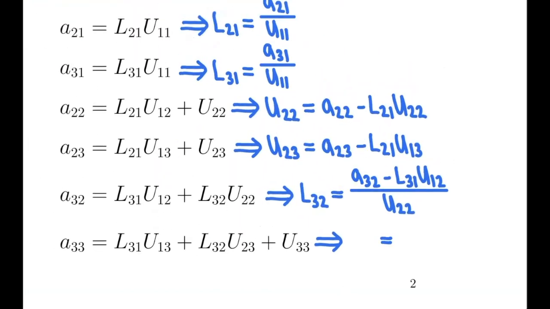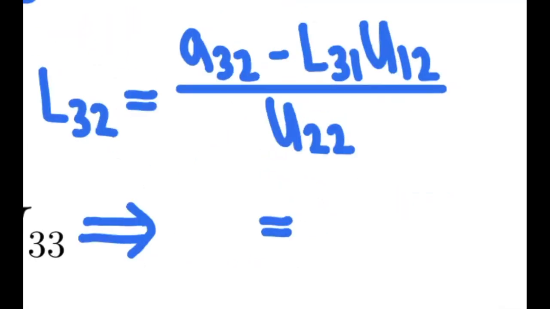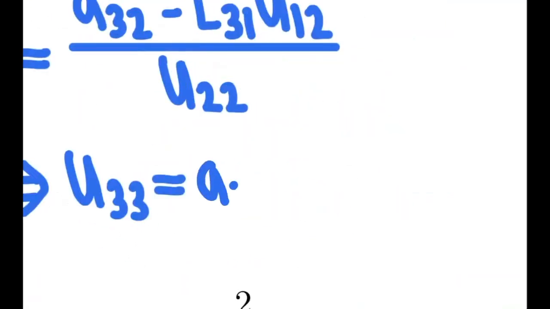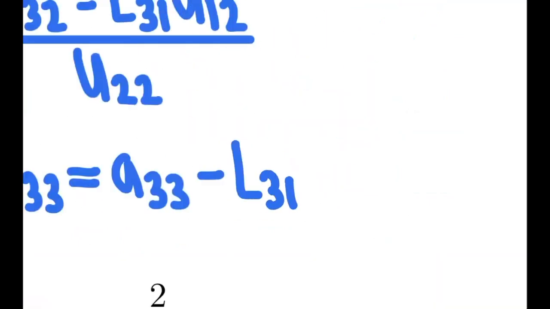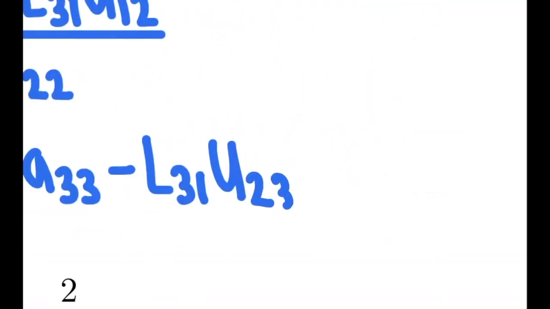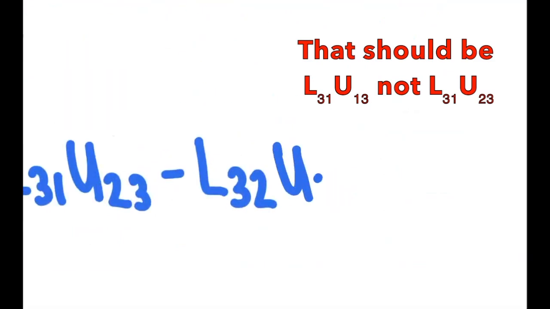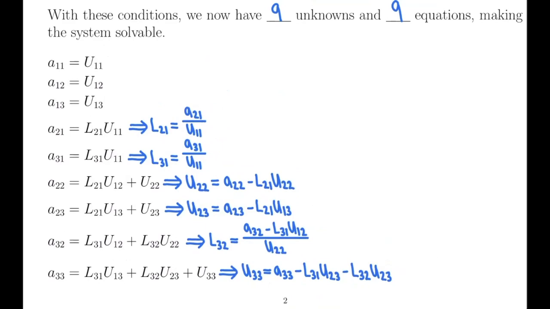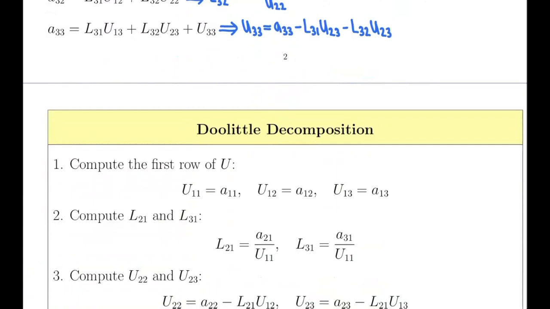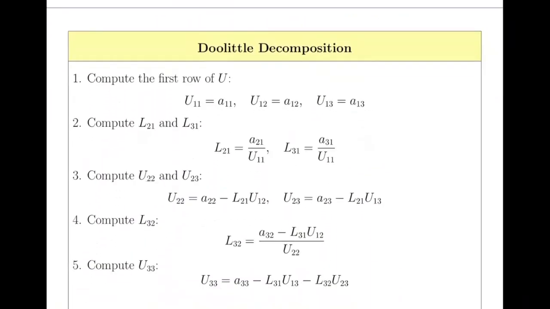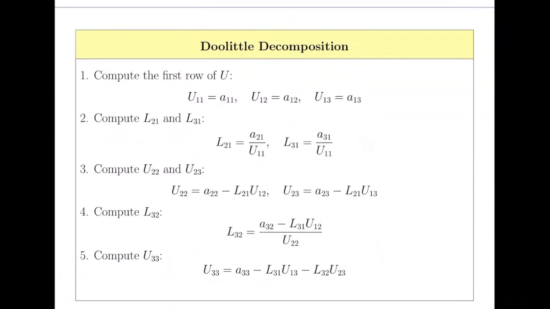Okay, and then lastly, we don't know U33. Subtract. Yes, we're going to subtract these 2 terms. So U33 equals A33 minus L31 times U13 minus L32 times U23. So we now have all the L and U entries. So that's great. It's very anticlimactic. Yeah, a little bit. But here is what we've all been waiting for. Oh, yay. Yeah, Doolittle decomposition.